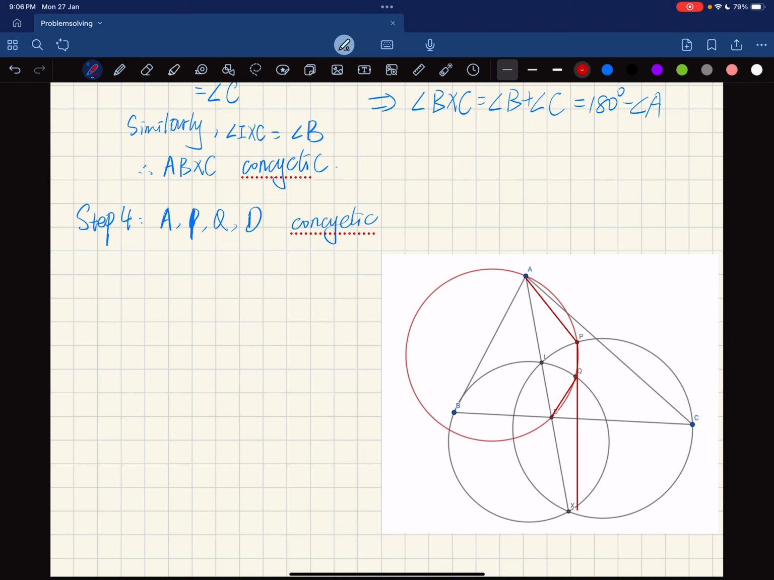Don't forget that P, Q and X are collinear, right? So X lies on PQ and X lies on AD. So we can try to prove that XD times XA equals XQ times XP, right? So that we can make sure that these 4 points A, D, Q, P are concyclic. Okay, so how can we achieve this?